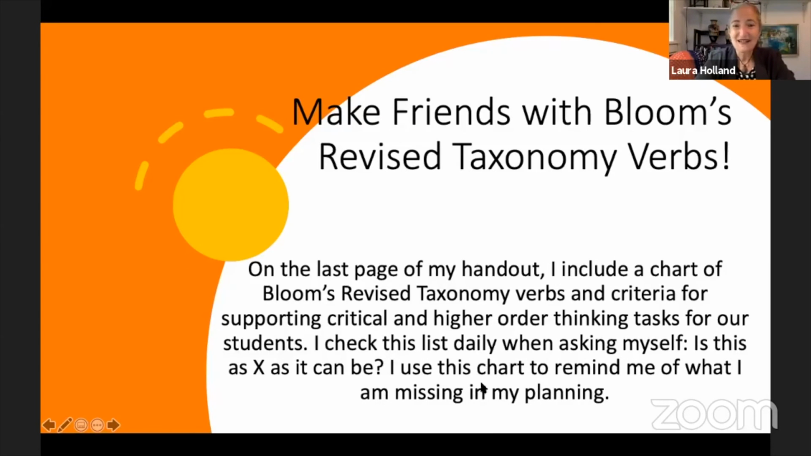All right. And then I ask myself, is this as active as it can be? And are they doing enough of these verbs? And so I pull out this chart. Or when I'm just feeling stuck and feeling like, oh, I'm so tired, I can't think of anything tonight. And then I pull that out and it's like, oh, yeah, okay, right. I could do this and I could do this and I could do this. So it helps wake up my brain as the teacher. So I highly recommend you make good friends with Bloom's Revised Taxonomy if you have not already.